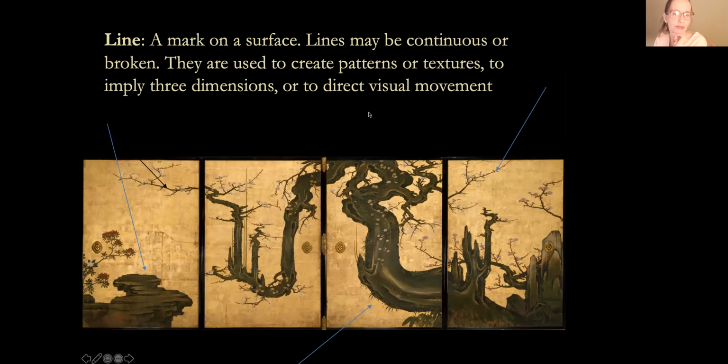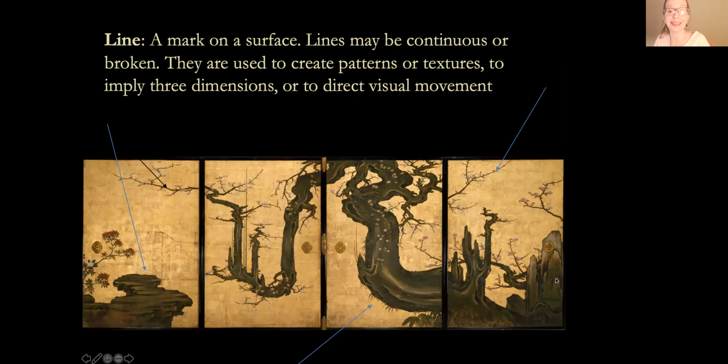Line is a mark on a surface. It may be continuous or broken. When you scribble, you're making lines. They are used to create patterns or textures. They may imply 3 dimensions, or they may direct our eye to certain kinds of movement and create a sense of movement in a work of art.